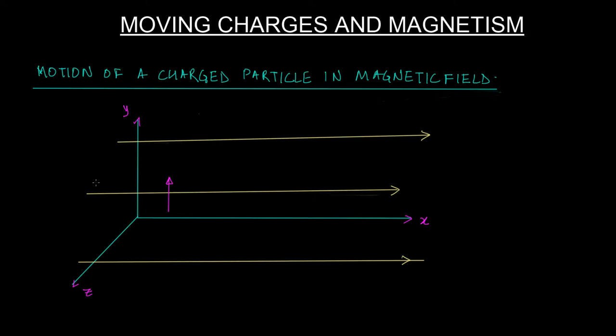See, this is a 3D sort of thing that I've made, and I'm shooting it here. Let's first find out the direction of the force. This is your field, and this is your V. If I'm using a positive charge, then V cross B is into the paper, right? So it is in the minus z direction.